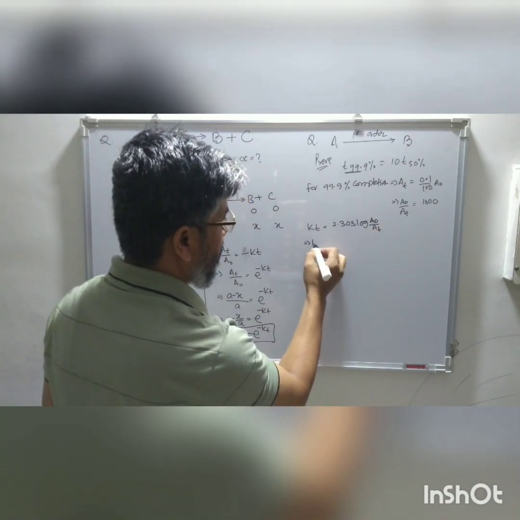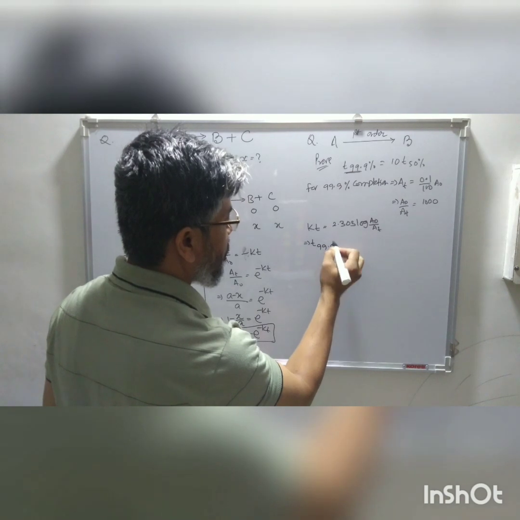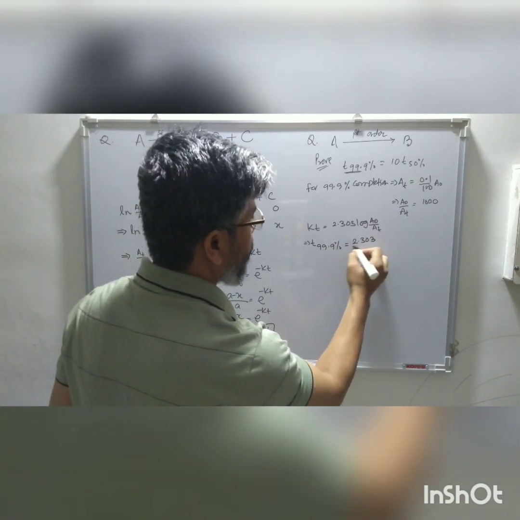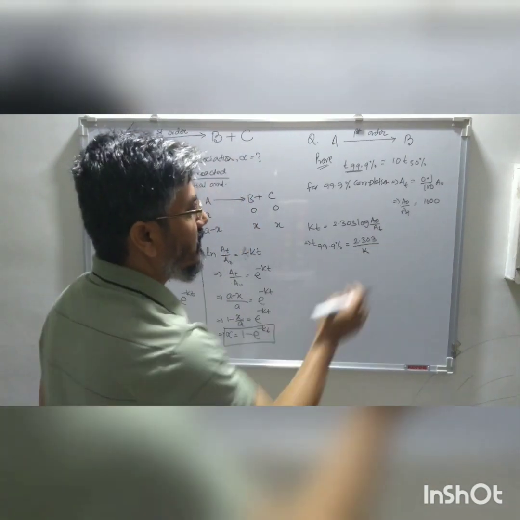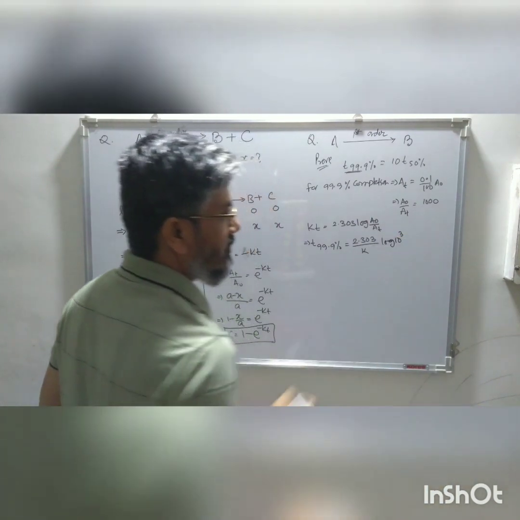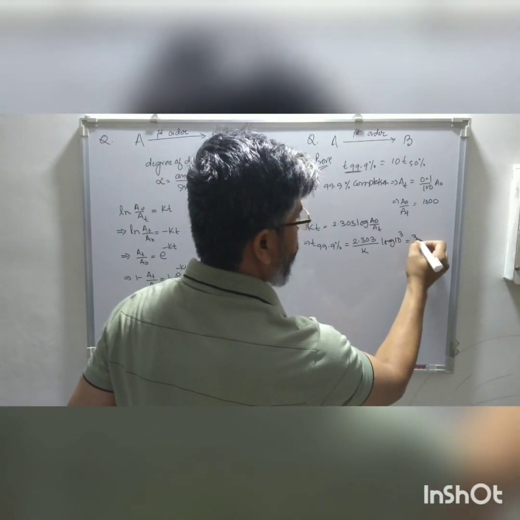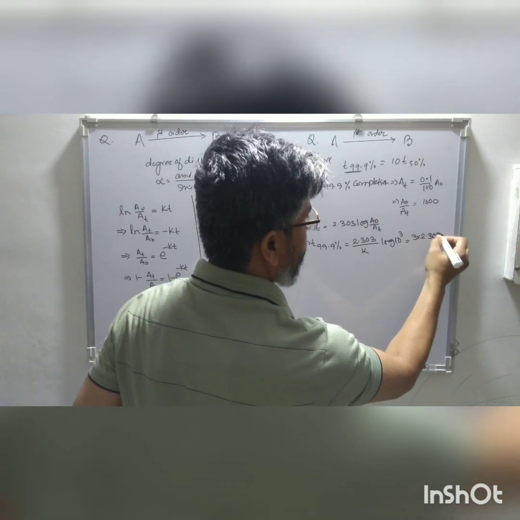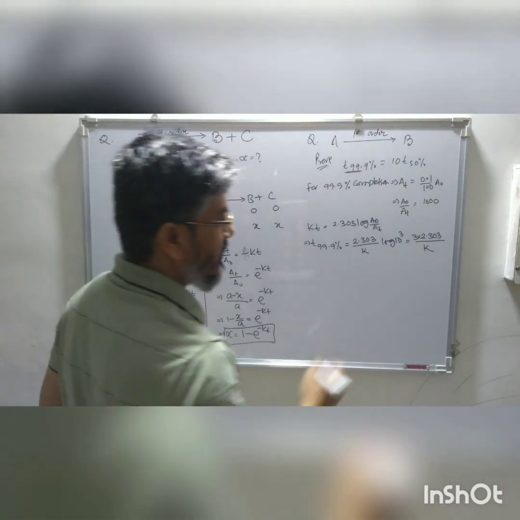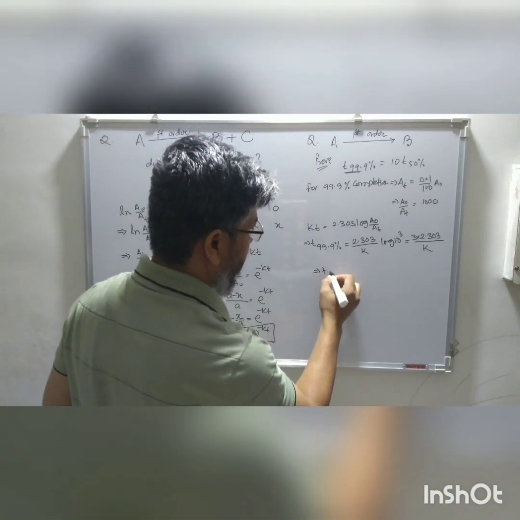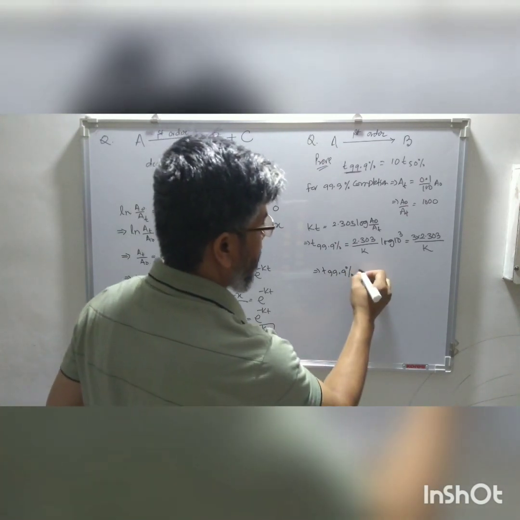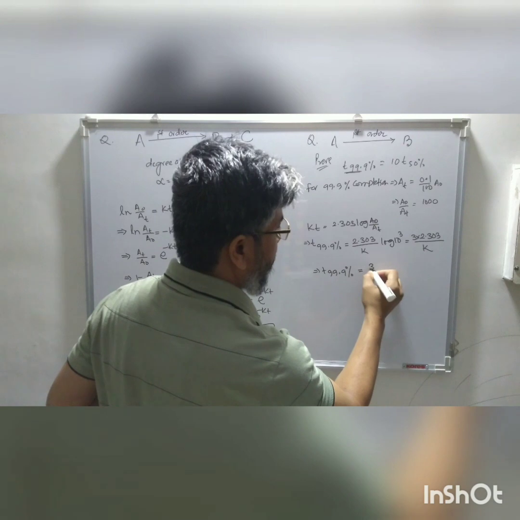So therefore, the time required for 99.9% completion is equal to 2.303 by k, log of A naught by A, which is 1000. So we can say this is log 10 to the power 3. So this can be written as 3 into 2.303 divided by k. Log 10 is equal to 1. So therefore, the time required for 99.9% completion is equal to 3 into 2.303 by k.